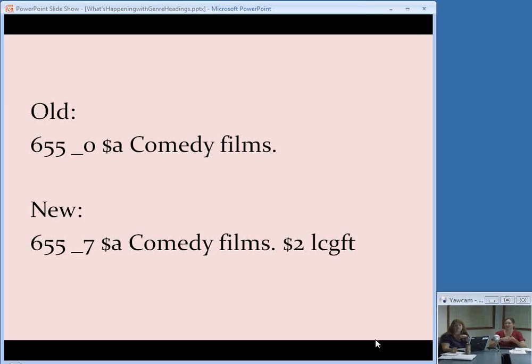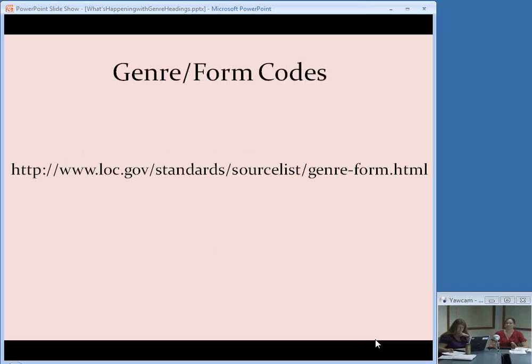And the second indicator of 7 indicates that it's from a source other than the Library of Congress, and it's indicated in that subfield 2. So if you're using these genre terms, you should use the 655 with the second indicator of 7, and then in subfield 2, use the code that indicates where you got this term from. And don't worry, you don't have to know that off the top of your head. If you're only using the Library of Congress terms, it's pretty easy to remember the LCGFT, but the codes are available on the Library of Congress website on their standards.